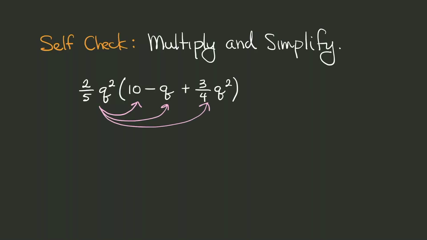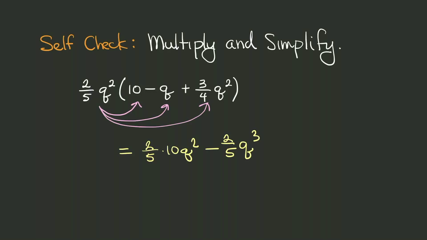When we take 2/5 q squared and multiply that by 10, we're going to have 2/5 times 10 q squared. And then we're going to take 2/5 q squared times negative q. We have a positive times a negative, so we'll end up with negative 2/5, and then q squared times q gives us q to the third power.